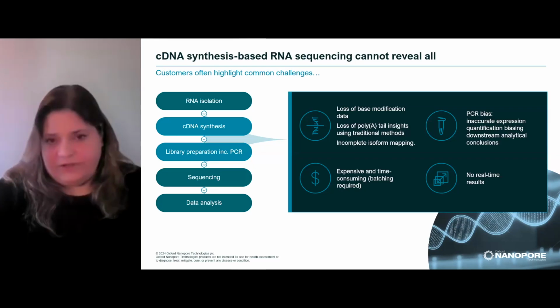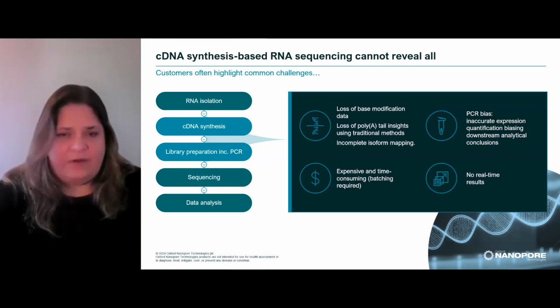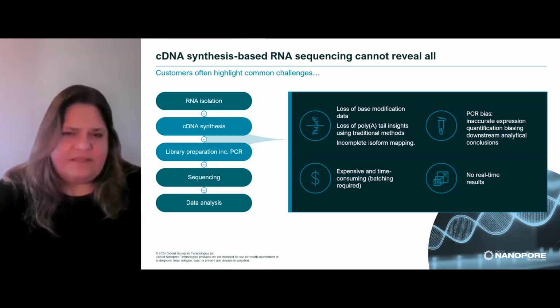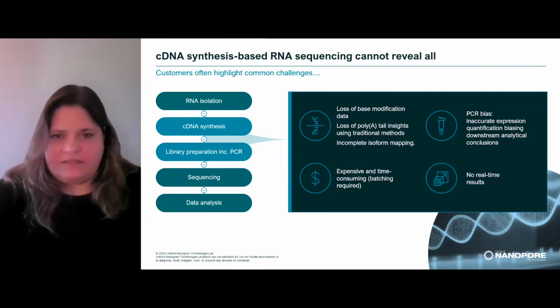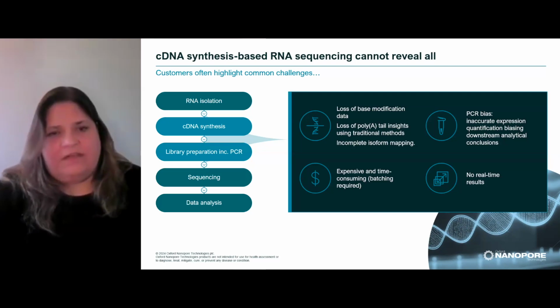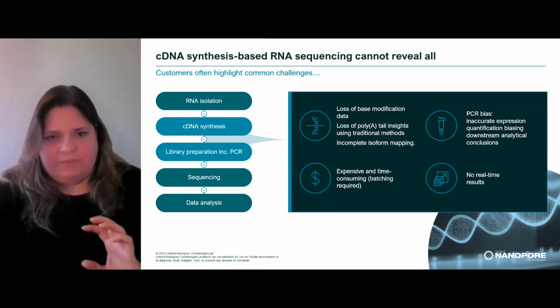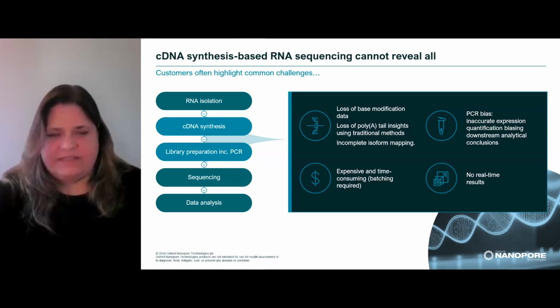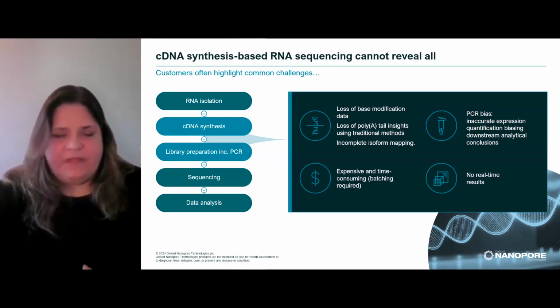And this is very good. It's still very useful. However, there are some things that you lose as far as information when you're doing cDNA type RNA sequencing. You get loss of base modification information, or RNA modifications. They can be either on the nitrogenous base itself or on the sugar backbone.